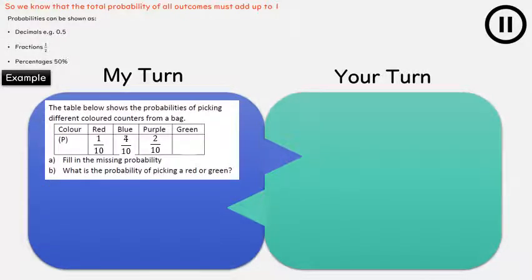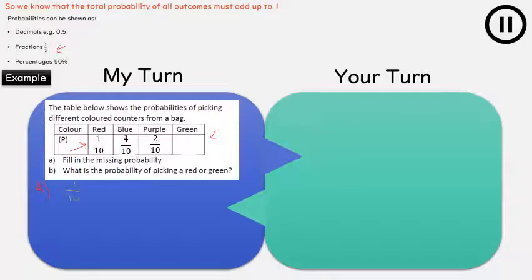So exactly the same question again. However, we're given our probabilities as fractions this time. We're going to do exactly the same, but it's got to add up to 1. We're just going to be adding up fractions instead. So for part A, I've got to fill in the missing probability. The first thing I need to do is, I know all of them added together have got to equal 1. So what have I got so far?